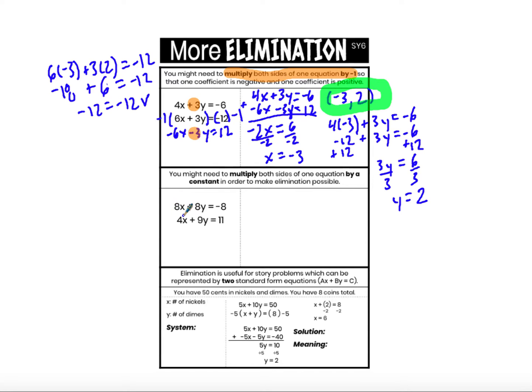I have an 8 and a 4, and I have an 8 and a 9. There's nothing I can multiply 8 by to get 9, and there's nothing I can multiply 9 by to get 8. Let's look at this. Can I multiply 8 by something in order to have a matching or an opposite coefficient for 4? I could multiply it by a fraction, but I'm not going to do that because that's really error prone and problematic if any of these terms are odd.